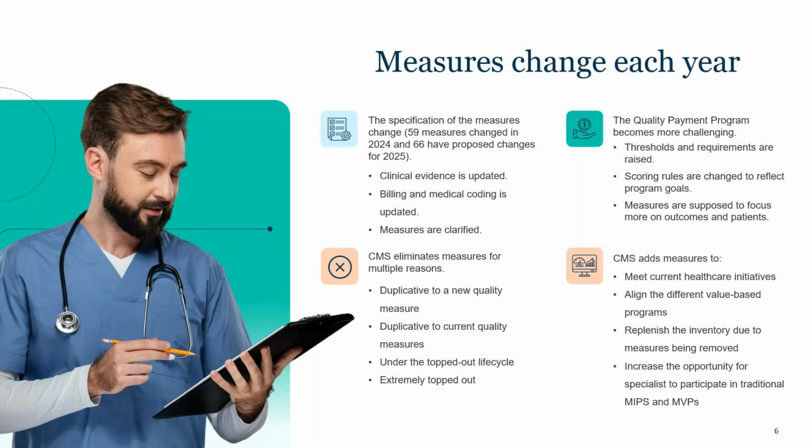Also, as measures become retired, specialties need to be able to report on measures. So if you're a specialty and all of a sudden all the measures you used to report on are going away, that inventory simply needs to be refreshed. We need new insights into your specialty. We need new measures to work with. And finally, it increases the opportunity for specialists to participate in traditional MIPS and MVPs. So adding in a variety of different measures allows us to do that.